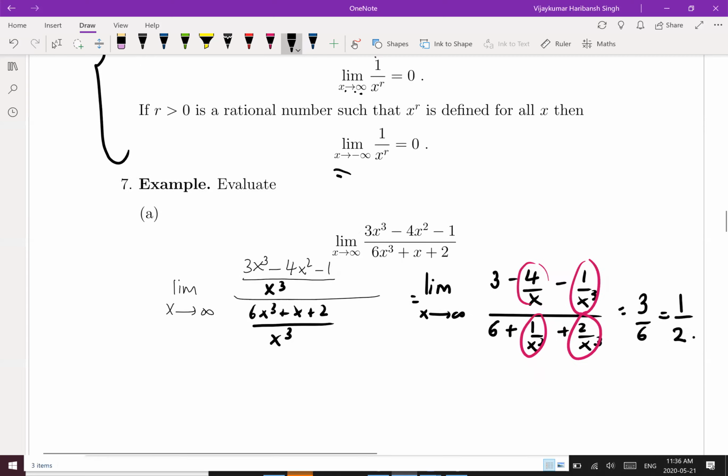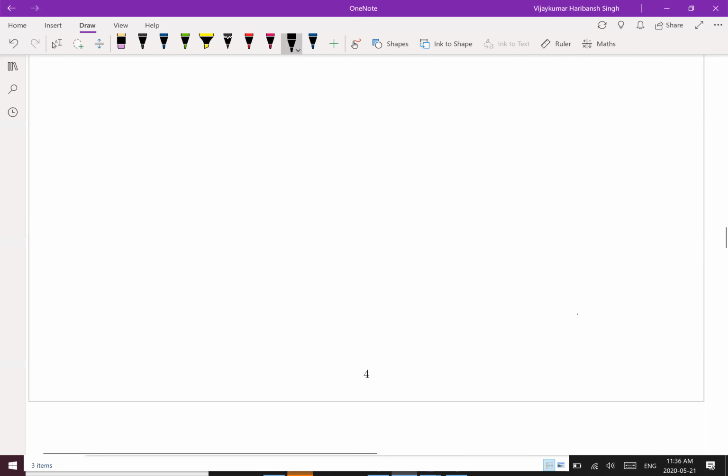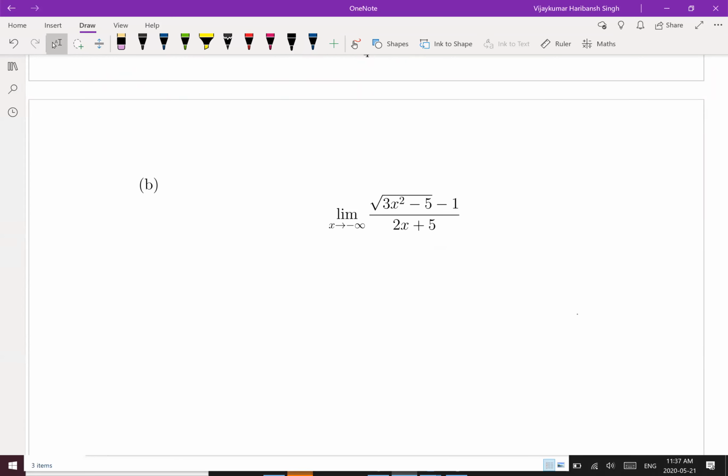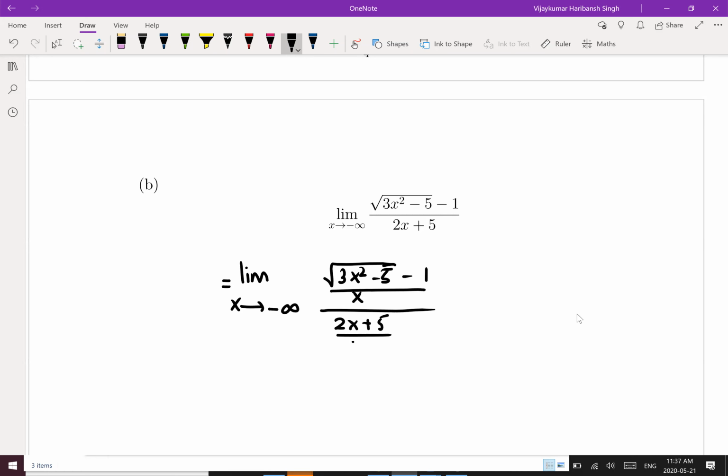Okay, let's move on to the next problem. In this case, again, we divide by the highest power of the denominator. So what is the highest power in the denominator? We'll divide both top and bottom by x. So limit as x goes to negative infinity, the square root of 3x squared minus 5, divided by x, over 2x plus 5 divided by x.